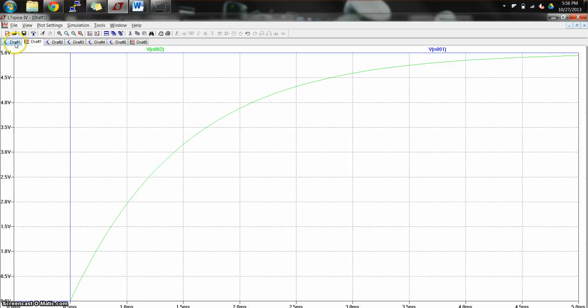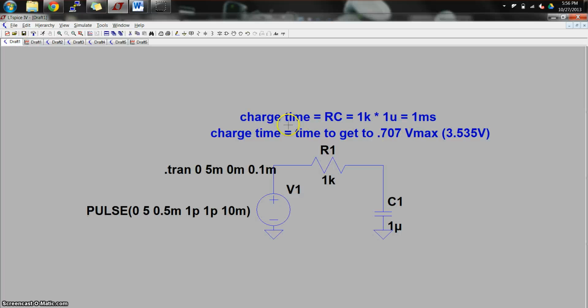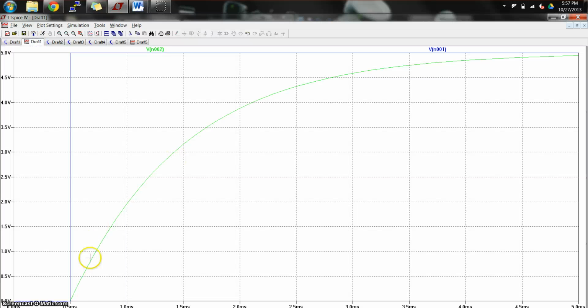If you're interested, you can calculate the time it'll take to charge, and that's the time it takes for the capacitor to get to 0.707 of the maximum voltage, so that's 3.53. You can calculate that charge time by just multiplying the resistance in the circuit times the capacitance, and that's right here. So about 1 millisecond is the time I would expect it to get to this 3.53 volts. Let's look over here and make sure that's right. I'm actually starting at 0.5 milliseconds because that's when I see this pulse, so 1 millisecond from there is going to be 1.5.